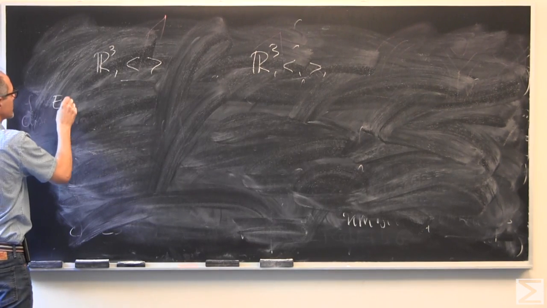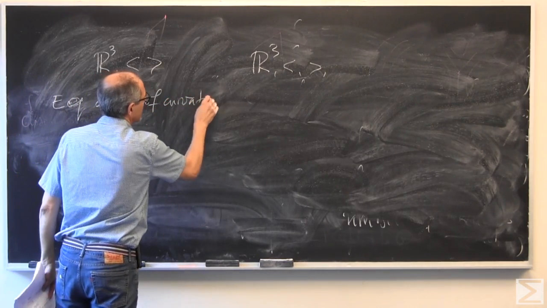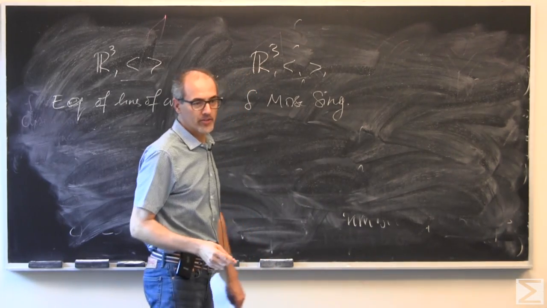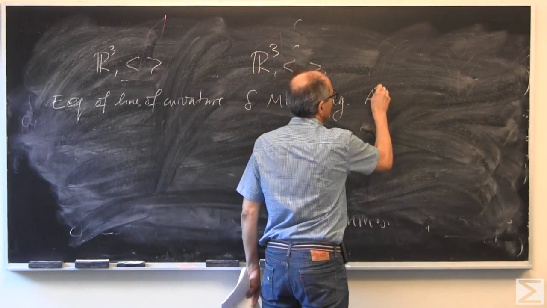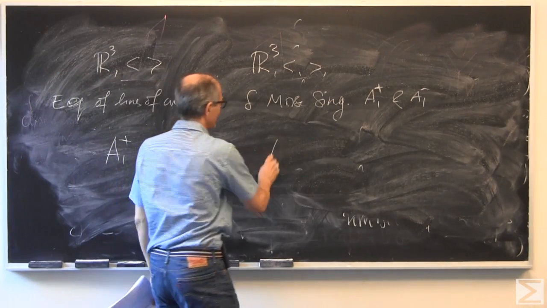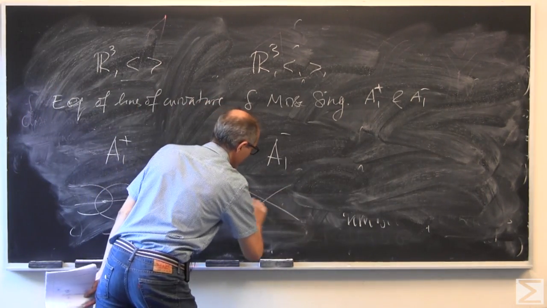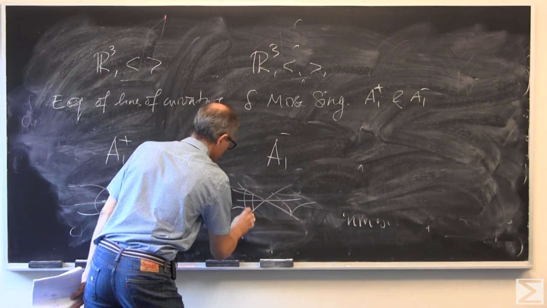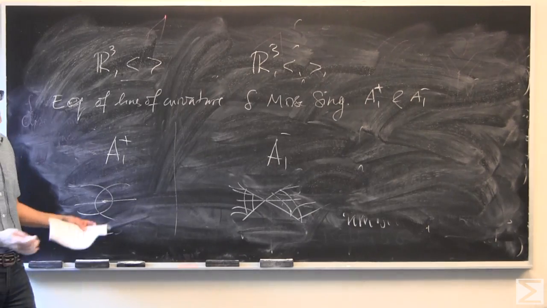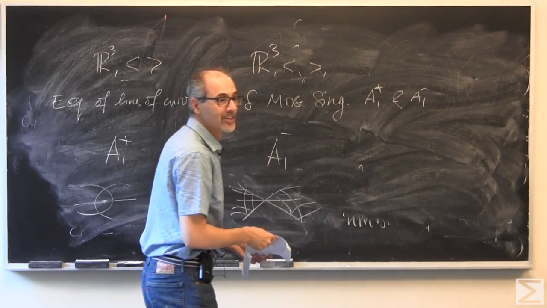If you look at the equation of lines of curvature, you have delta has a Morse singularity. But we have two types of Morse, A1 plus and A1 minus, of the discriminant. It happens that here you have an A1 plus and here you have an A1 minus. So here these are the lines of curvature and here these are the lines of curvature. So it looks like this is one case where you have two possibilities. One has to be in the Euclidean and the other has to be in the Minkowski.